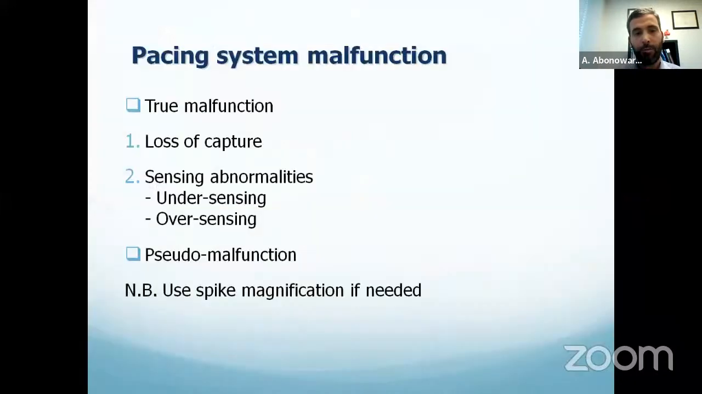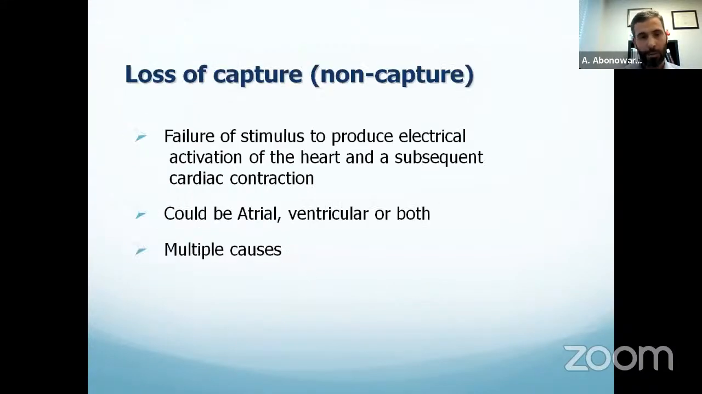So again, we mentioned the pacing system malfunctions, like loss of capture, undersensing, oversensing, and pseudo malfunction. There are three things when you see a pacemaker on an ECG. Is it normal functioning or not? If it's not, then maybe true malfunction, like loss of capture, oversensing or undersensing, or sometimes pseudo malfunction. And I'll mention that in a minute.